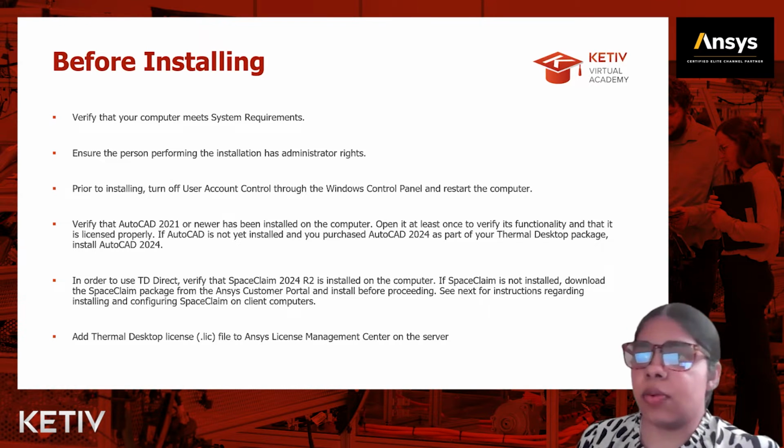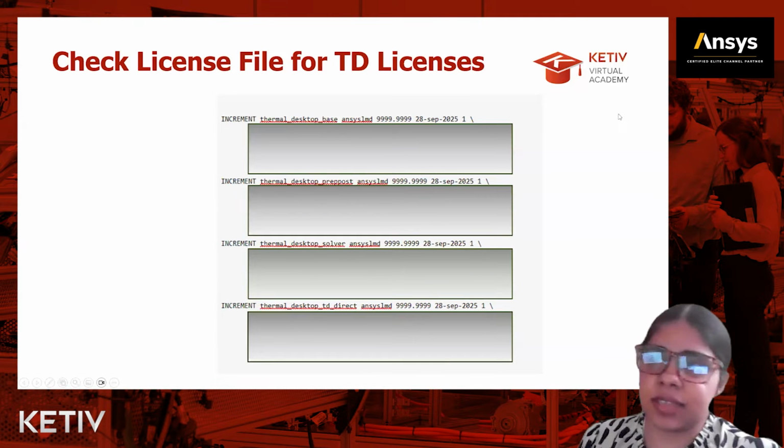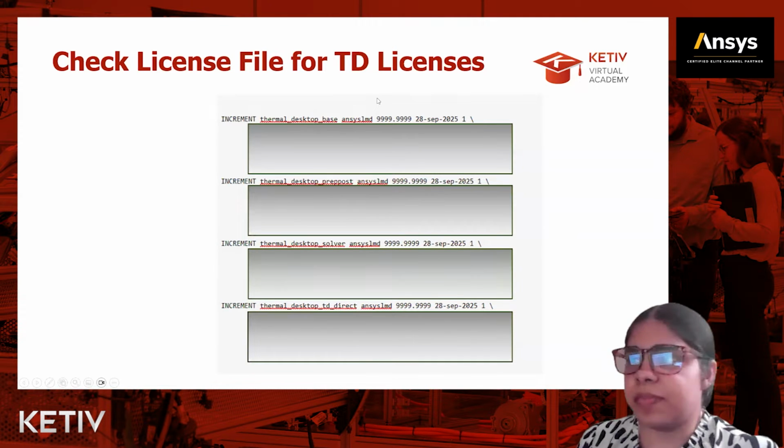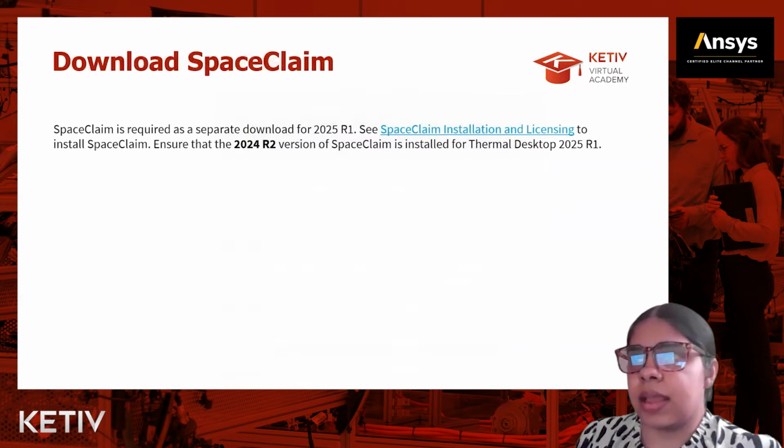If you don't know what a Thermal Desktop license looks like, you can browse to the .lic folder on your license management server, and you should see these license increments included in the license file: Thermal Desktop Base, Prep Post, Solver, and TD Direct. This is a snapshot from my own license file. You should see this in your license file as well before you proceed with the installation. Now, let's go ahead and start the downloading and the installation process.